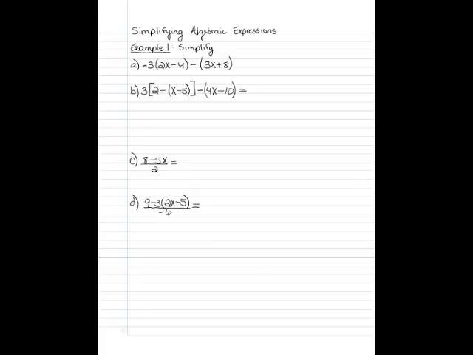So for this first piece, we're going to distribute the -3 into this set of parentheses. And that will give us -3 times 2x is -6x. -3 times -4 is plus 12. And we're going to do the same thing for the second set of parentheses.